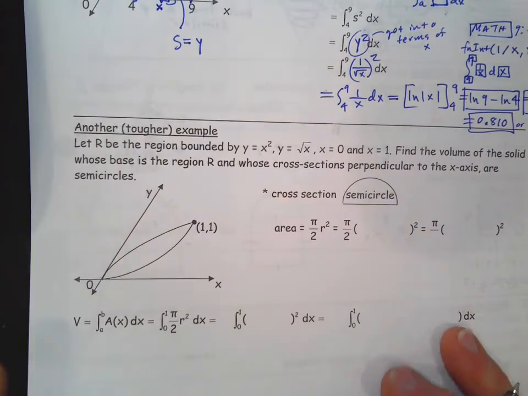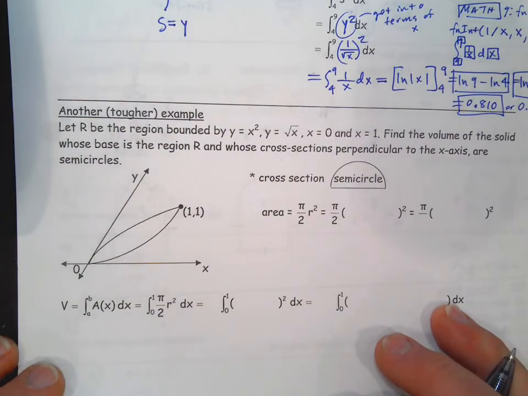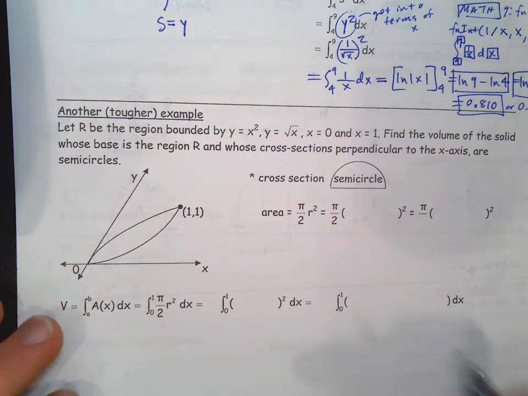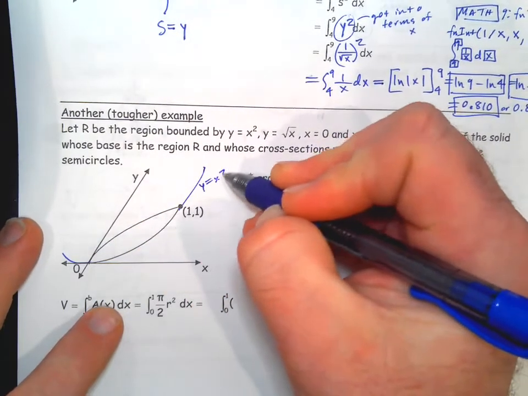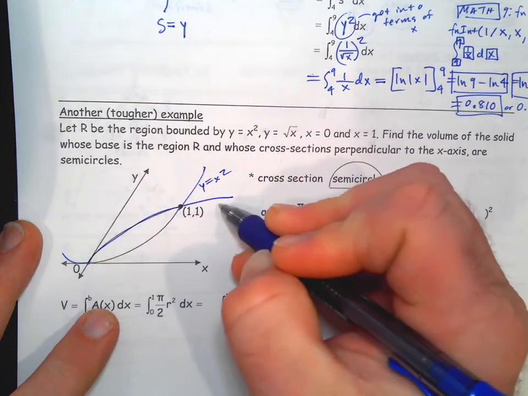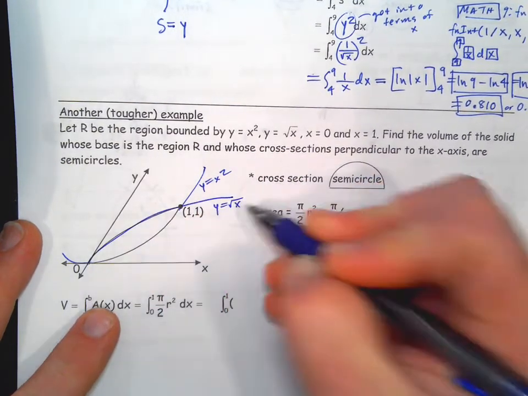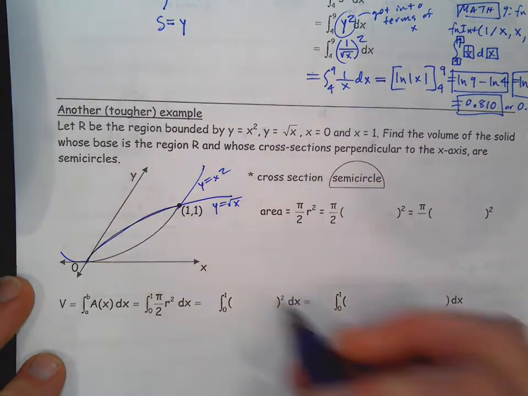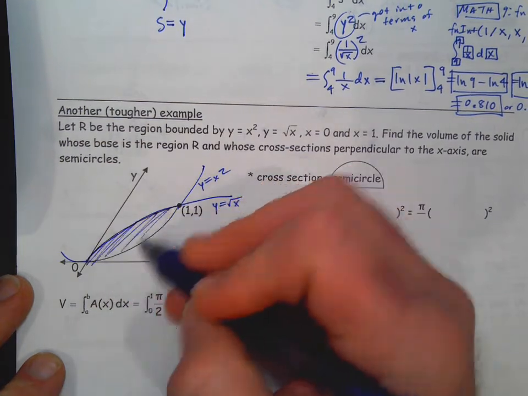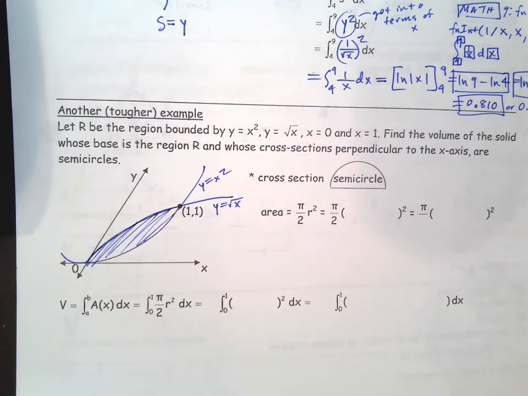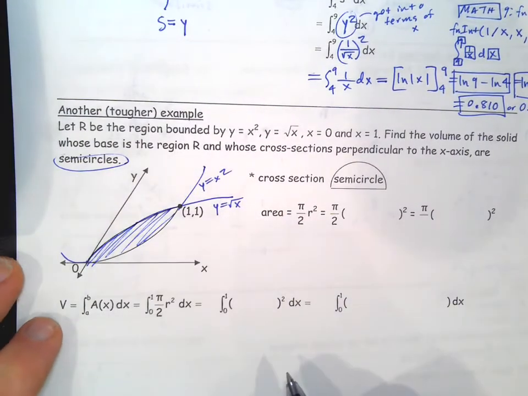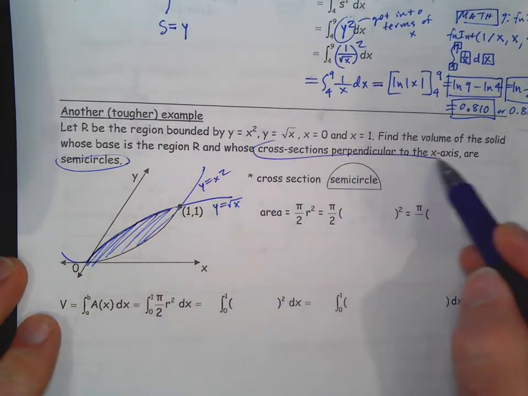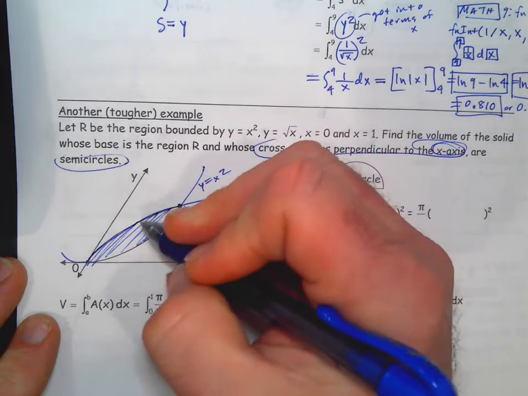Okay, so here's another one that's a little tougher. Let R be the region bounded by y equals x squared, which is a parabola, and y equals the square root of x, which is the top half of a sideways parabola, x equals 0 and x equals 1. So this is the base region that we're going to build off of, okay? And the shapes are going to be semicircles. And the cross sections are perpendicular to the x-axis, so they are vertical slices.